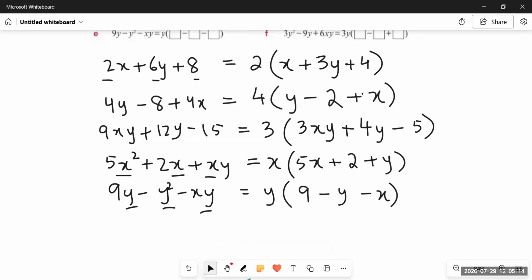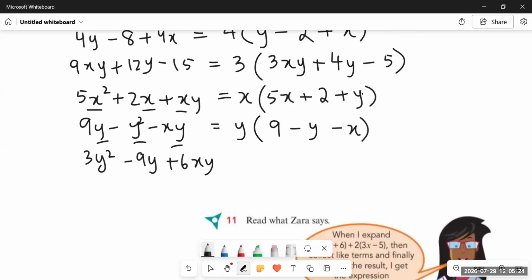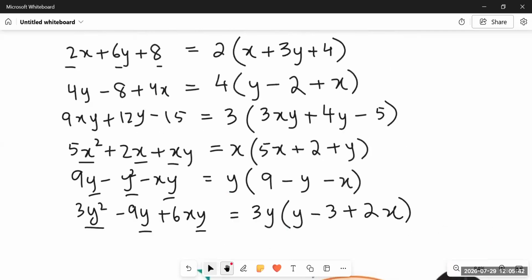And last but not the least is 3y square minus 9y plus 6xy. So between 3, 9, and 6, again, we have a coefficient in common, and that's 3 itself. And between y square, y, and y, we have y in common as well. So let's open up the bracket. We are left with y here minus 3 3s are 9 plus 3 2s are 6, and x is left over. So these are the answers to question number 10.